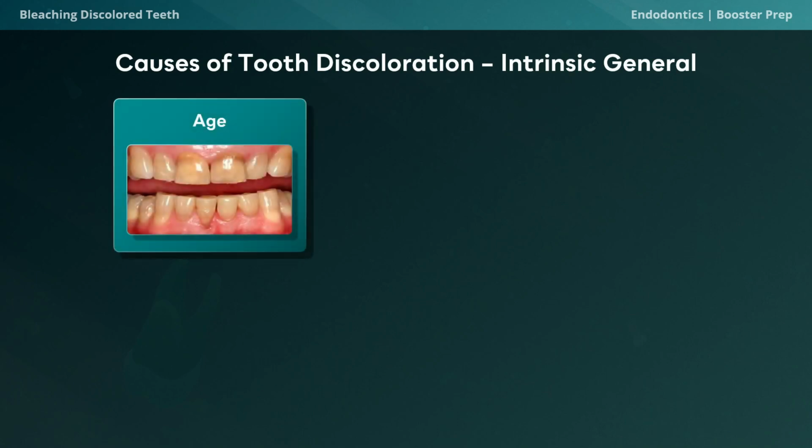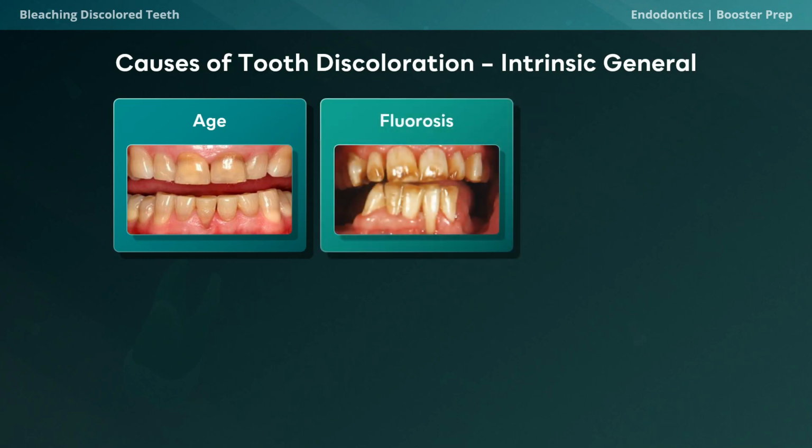Now let's turn our focus to some intrinsic factors that have a more generalized origin. First, there's just getting older. Teeth tend to darken or yellow as we age. Fluorosis is another one. If you get too much fluoride while your teeth are forming, it can leave them looking mottled, sometimes even brownish, especially in areas with a lot of natural fluoride.